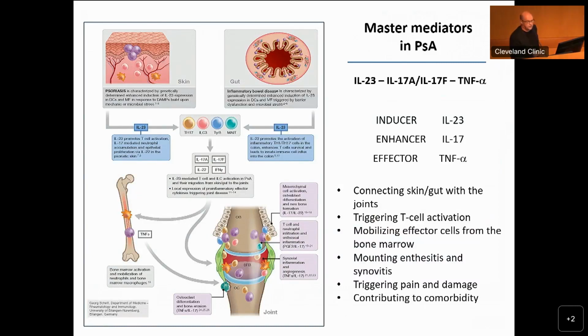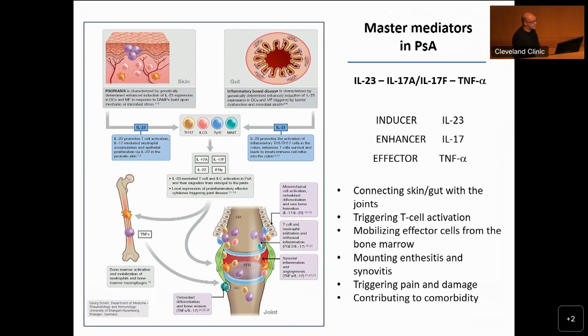IL-23 is an inducer cytokine, which is built, for instance, in the gut and in the skin, and is orchestrating the inflammatory response, and is orchestrating the shift of the disease from the gut and the skin into the joints. IL-17 is an important enhancer cytokine because IL-17 has one key function. It's a very good mobilizer of neutrophils to the skin, to the joints, much better than TNF, and therefore it enhances the inflammation.